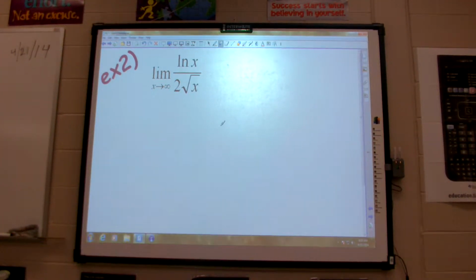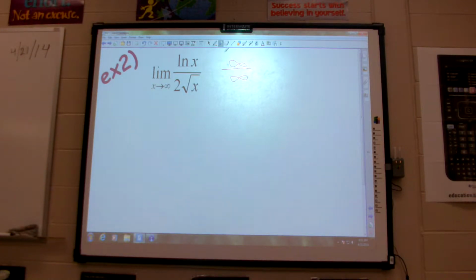Natural log of x over 2 square root of x. Okay, when I plug in, and I use quotation marks, so can't plug in infinity, what does this go to? What about the bottom? Infinity. And guys, sometimes the hardest part is figuring out what the indeterminate form is. That really is the hardest part for a lot of people. So take your time on that.